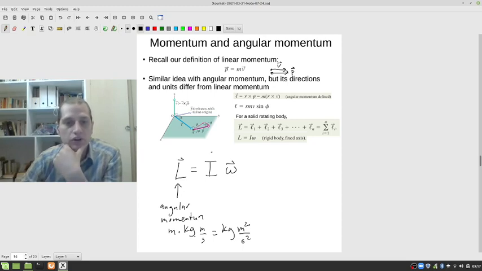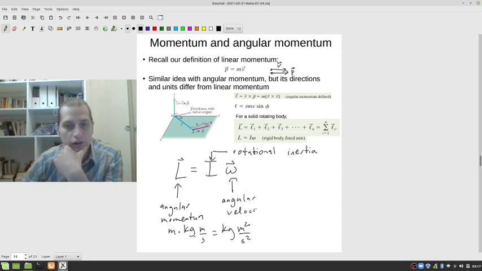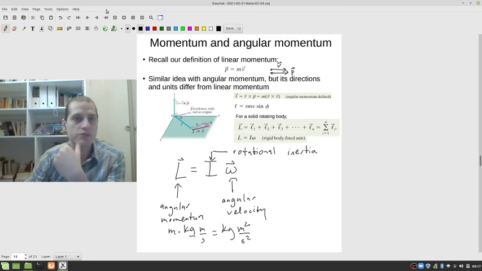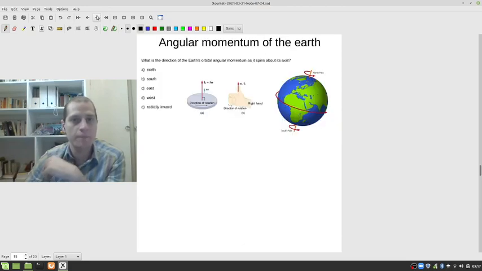Okay, this is your rotational inertia, and this is your angular velocity. Okay, so L is pointing in the same direction as your angular velocity. So let's just practice that part quickly.